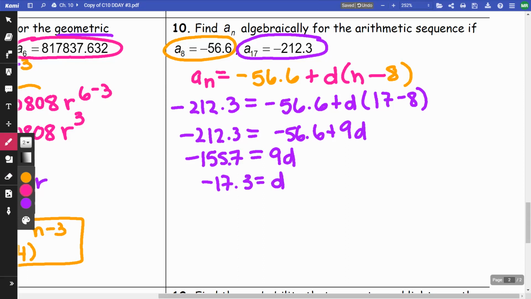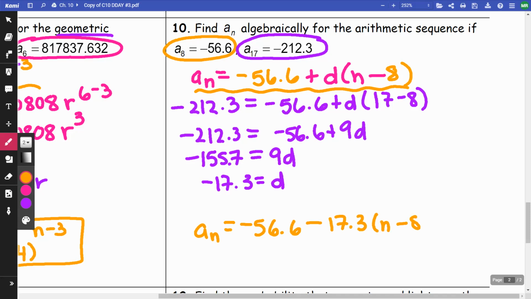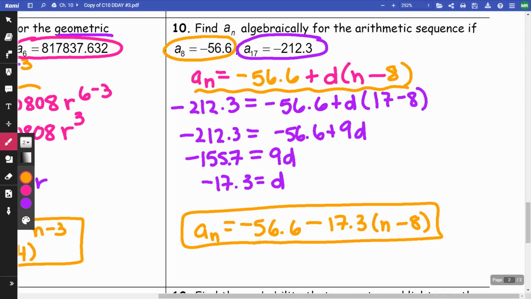So now, for my equation, again, I am going to use the one that I had with my 8th term. So I'm going to go a sub n is equal to, starting with my 8th term, which is negative 56.6. I am minusing 17.3 and minus 8 times, because again, this was my 8th term. And that's our equation.